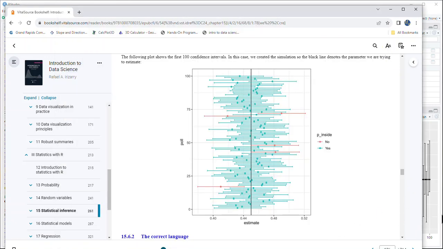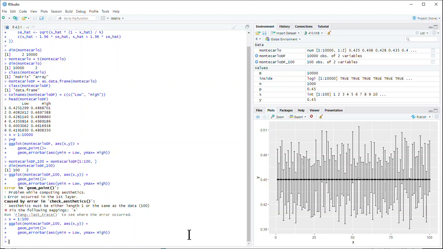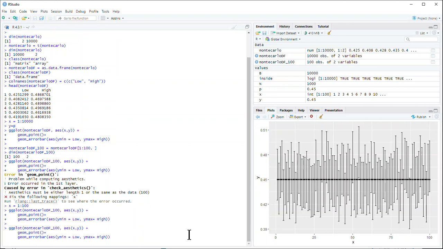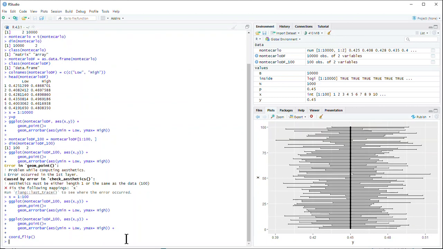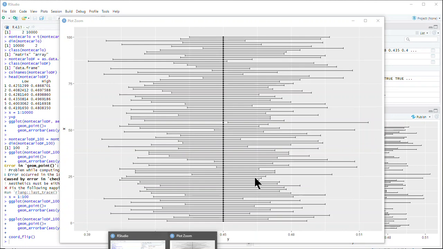Okay. So what I do is I type in the same thing, but then I add this command that I'm going to flip the coordinates. So make sure you put a plus over here and then add a new line, a coordinate flip, and then I run it. So now it goes up and down, right? So when I zoom in on that, I get an up and down, which is nicer.